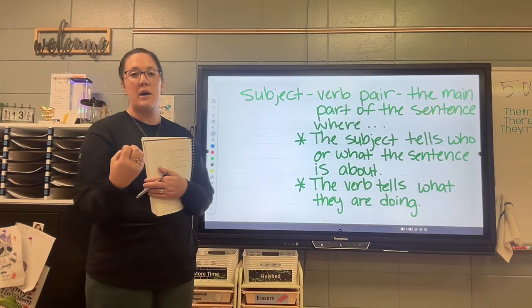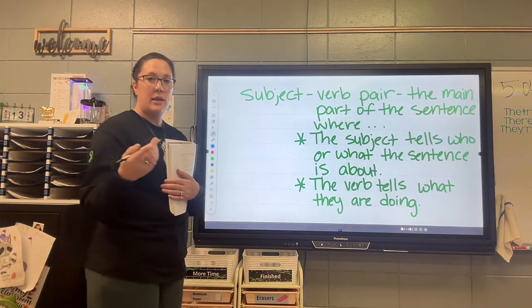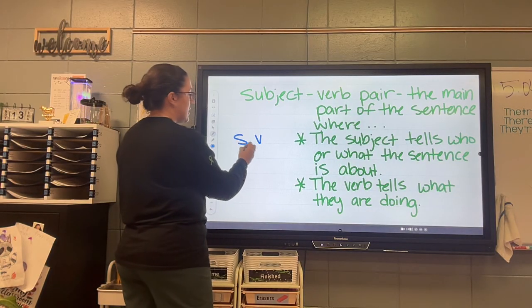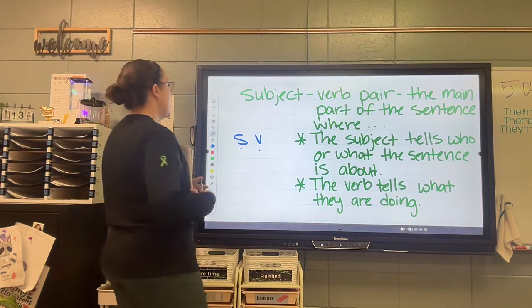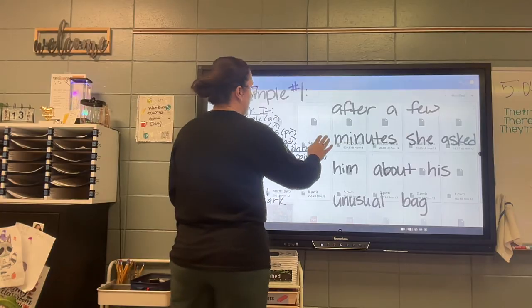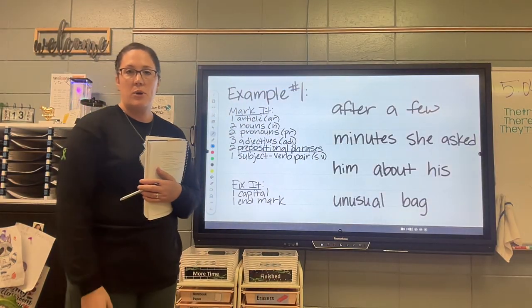So my subject-verb pair is dog ran. And you just mark that when you're editing your sentences with an S and a V. Our subject is dog, our verb is ran. Okay? And you'll see that when we practice. So let's practice a couple. We're going to do 2 practices together, and then you're going to do one on your own for homework, okay?